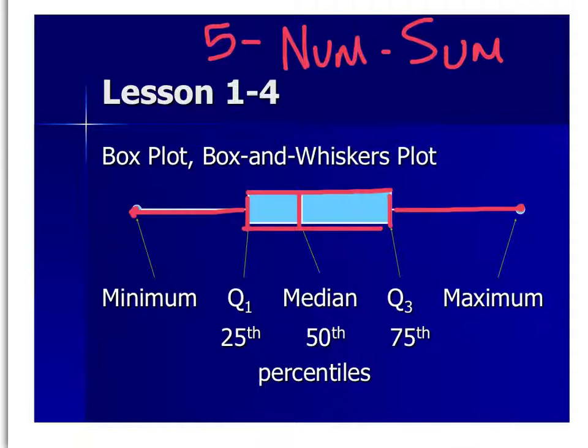Biggest thing, and the last thing, is that these represent percentiles. This means that 25% of your data lies between the minimum and Q1. 25% of your data lies between Q1 and the median. 25% of your data is between Q2 and Q3, and 25% of your data is between Q3 and the maximum. And that is a concept that a lot of people do not understand.